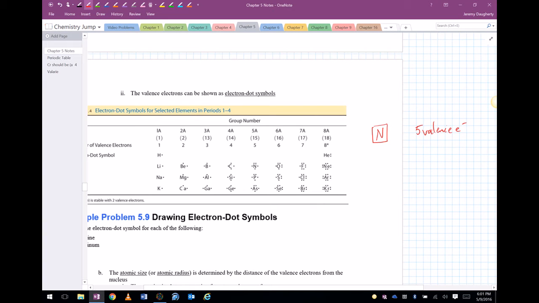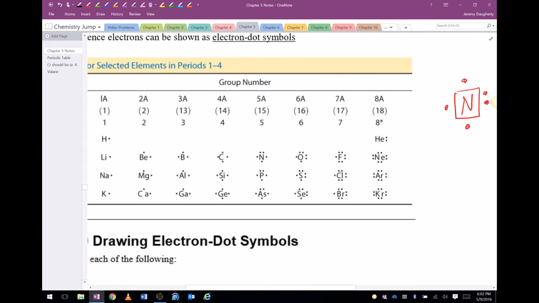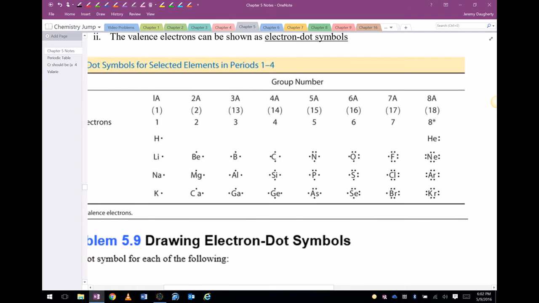Okay, so what we do is imagine that there's a box around nitrogen. You don't actually draw a box, and then you can put 1 dot on each side, and then go back and give everybody a second dot. So for nitrogen, it's going to be 1 dot, 2 dots, 3 dots, 4 dots, 5 dots. Does it matter where that second dot goes? No, it does not. It doesn't matter at all. Okay? So you can see some of those dot symbols. Again, we'll use this more in Chapter 10, but they introduce it here, which is fine.